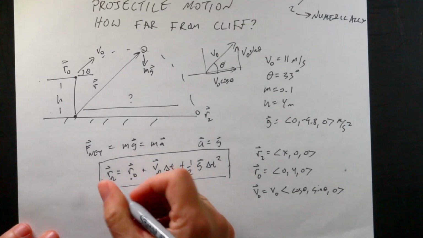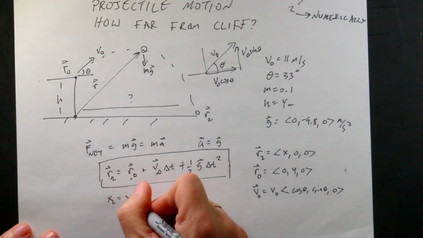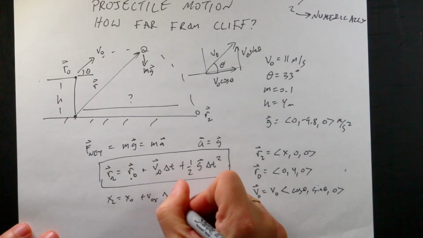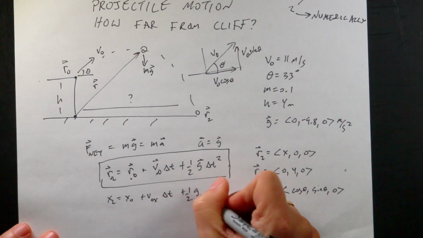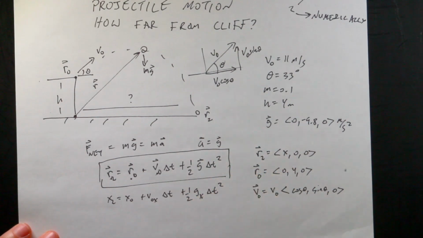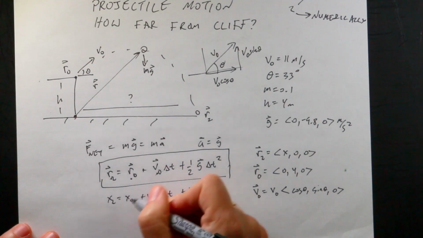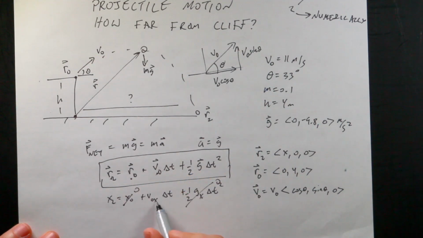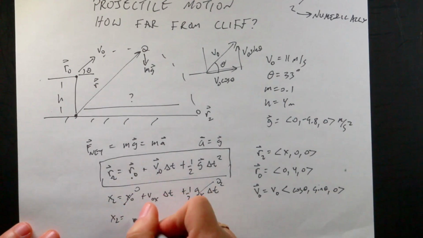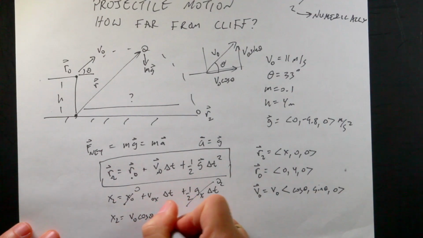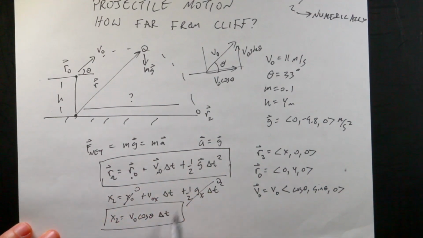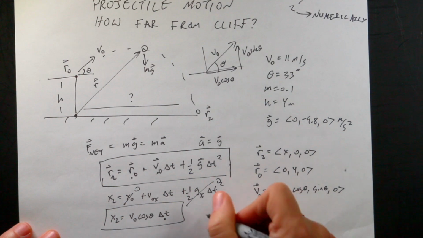I'm going to write this as an x equation, which will just be x2 equals x0 plus v0x delta t plus 1/2 gx delta t squared, and I know that looks weird. In this case, gx is the x component of the acceleration, and that's 0. x0 is 0. v0x is this, v0 cosine theta. So I can write x2 equals v0 cosine theta delta t. So if I know delta t, I've got x2. That's it. The other equation I can write is the y version of this equation. It looks like this.